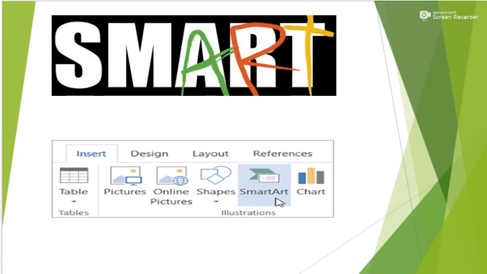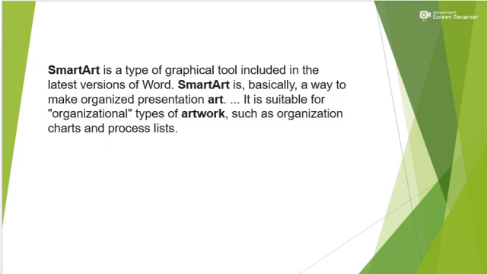Actually, SmartArt, sometimes we want to show the information in a visual way. Shapes or graphics are the best way to do this. So in Microsoft Word, these graphics are called SmartArt, and we can use SmartArt to add impressive diagrams or illustrations with a few clicks. SmartArt is a type of graphical tool included in the latest version of Word. SmartArt is basically a way to make organized presentations. It is suitable for organizational types of artwork such as organization charts and process lists.